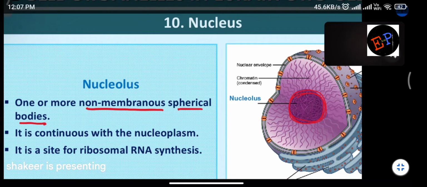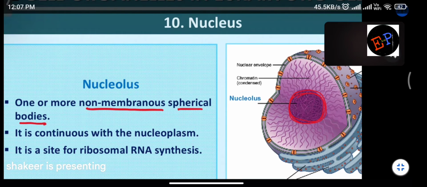There can be one nucleus, or more than one. Understood, right? Inside the eukaryotic cell, you may find a single nucleus also, more than one nucleus also. And inside the nucleus again you can find single nucleolus or more than one nucleolus. Are you able to understand, ma?